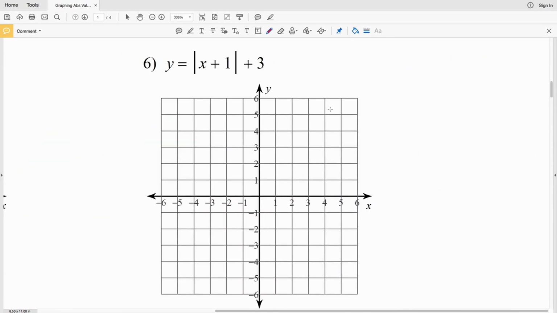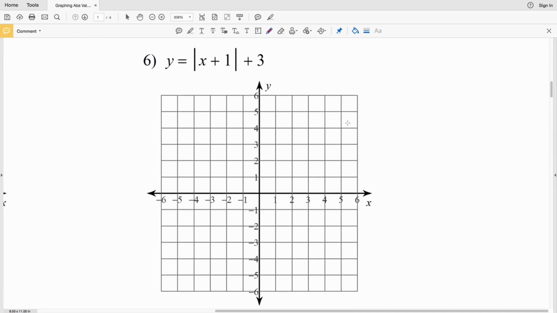Moving on to number 6, I'm going to go over that trick, or that helpful hint that I mentioned in the last video, about finding the turning point without having to plug in any values. Let's go ahead and just write our t-table. Now we know the turning point occurs when what's inside the absolute value is equal to 0. So that's going to happen when x is negative 1.